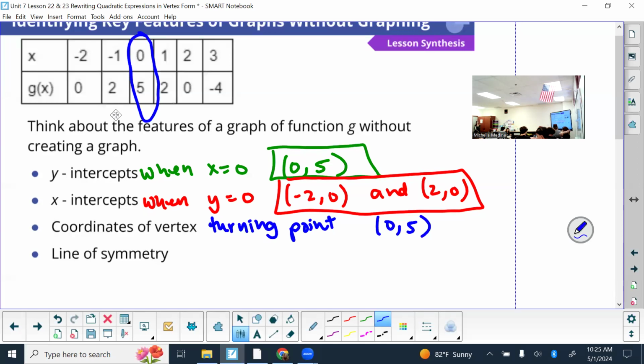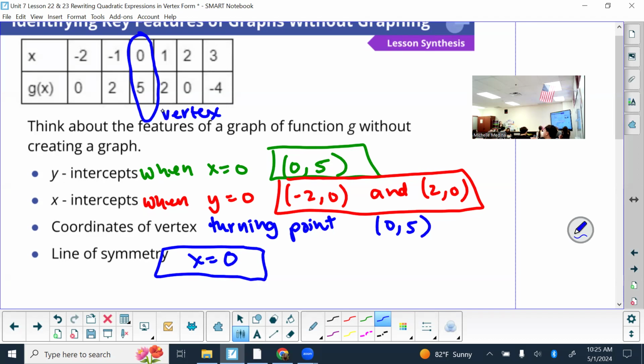Line of symmetry, I don't have an equation to plug into my formula, so you have to remember that other definition for line of symmetry. Line of symmetry is always the x of your vertex. So what's going to be my line of symmetry for this one? It's going to be x equals 0. You need to have the x equals, but it's always the x of the vertex.